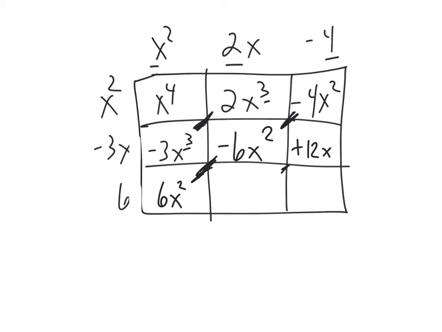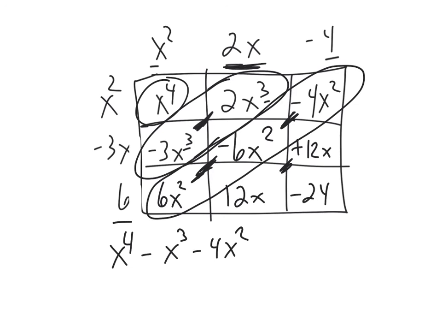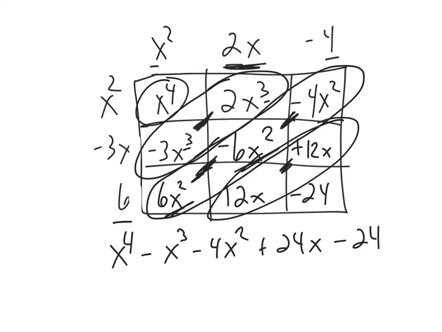And then this guy is going to be a like term with whatever's here. So that ends up being 12x because you got your 6 times your 2x. And then your last term is negative 24. So we start with x to the fourth, that's this guy. Then these two go together, so it's negative x cubed. Then these three go together, that's that negative 4x squared, because these two cancel each other out. Then these two go together, that's positive 24x, and then a negative 24. And that should do it.